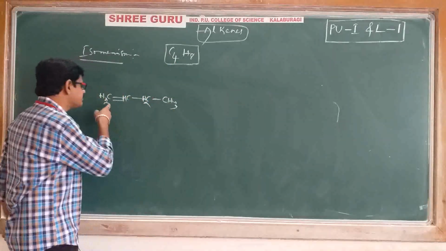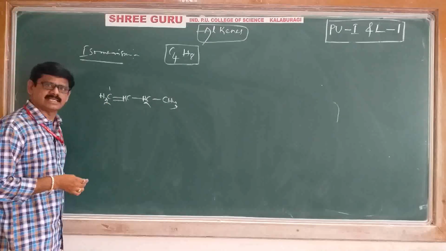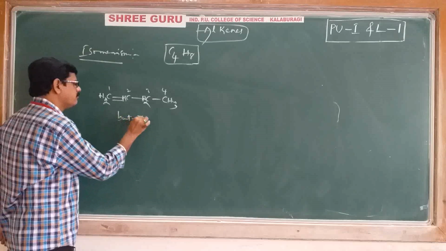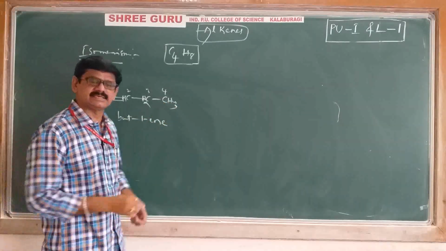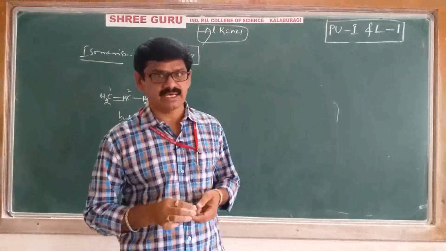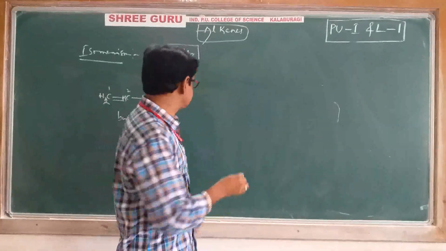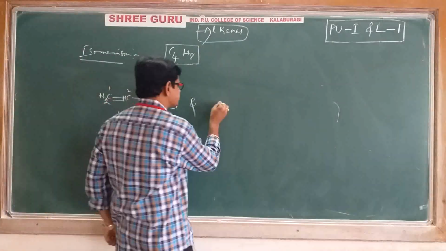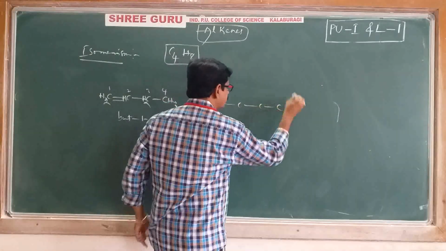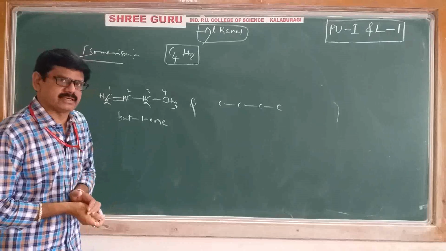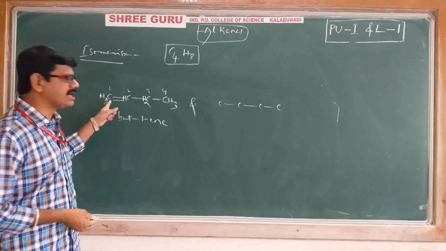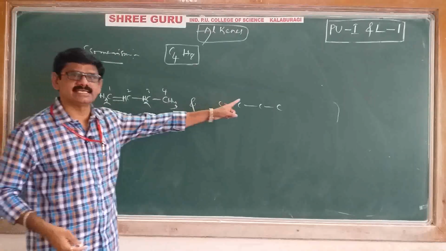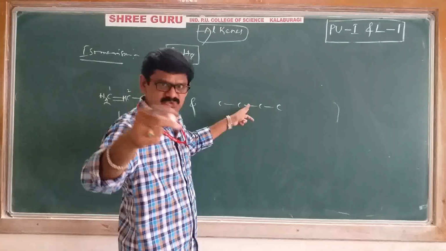Next, where the double bond is present, from there the numbering will start: 1, 2, 3, 4. Its name is but-1-ene. Yes, this is one of the structural isomers. Next, again the same 4 carbons I'll arrange in the parent chain: 1, 2, 3, 4. In the next structure, I'll just change the double bond place. Here the double bond is present at the first carbon; in the next structure, I'll change the double bond from first to second.